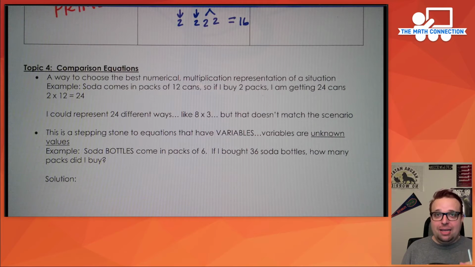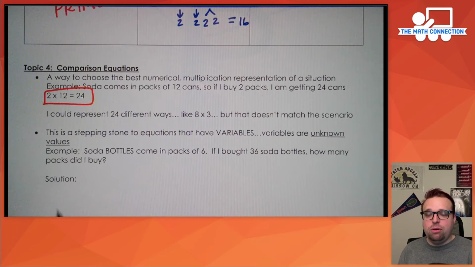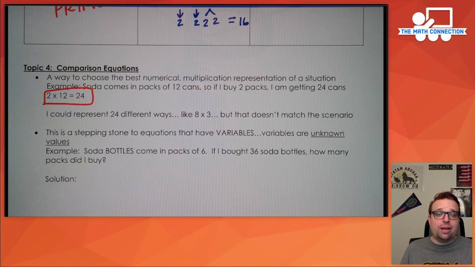Soda from the store, if you buy cans of soda, they come in packs of 12. Okay, I know they come in many sizes. We're talking about 12 packs right now, okay? So soda comes in packs of 12. So if I buy 2 packs, I'm getting 24 cans because 2 packs times 12 cans in each pack, 2 times 12 gives me 24 cans of soda. That's it. So the best representation of that would be 2 times 12 gives me 24, right? I could represent 24 a lot of different ways because ultimately I have 24 cans, right?